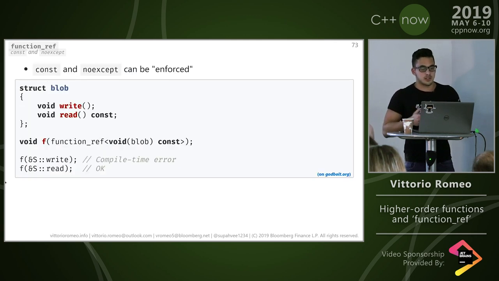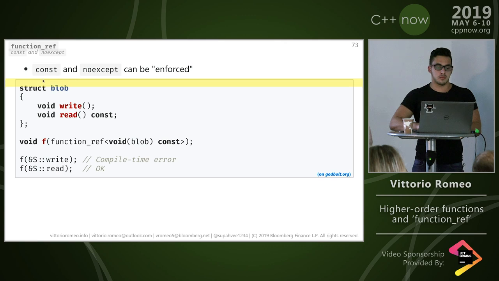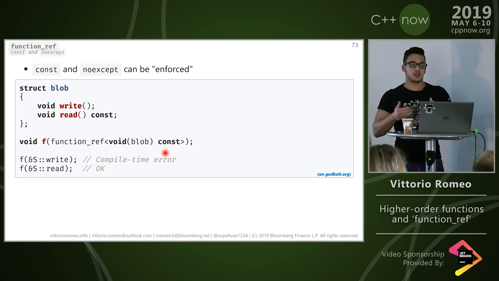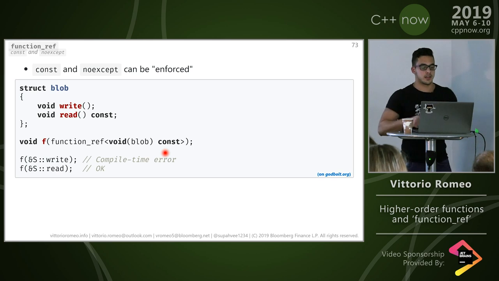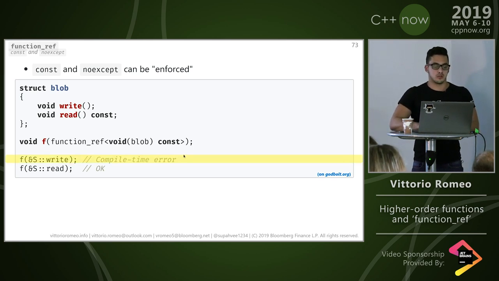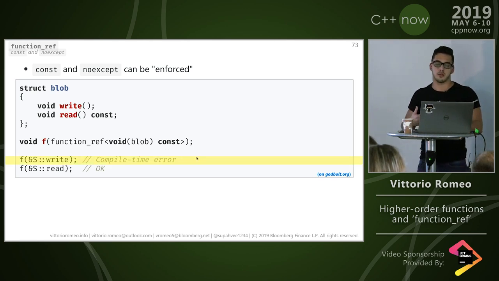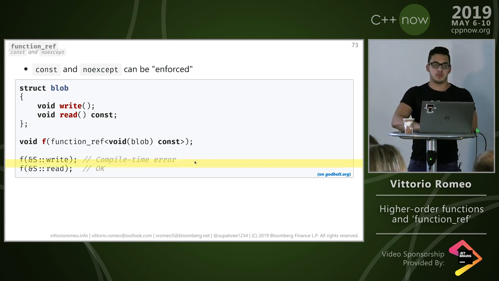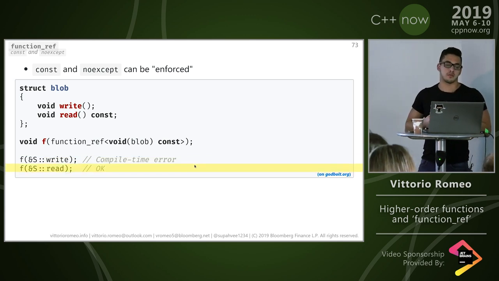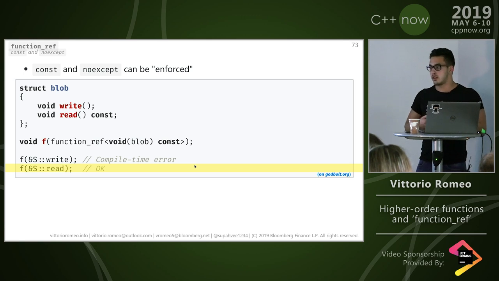So an example of this is that if you have some sort of struct blob, and blob has a non-const write and a const read, then what you can create is a function ref that has void blob const in the signature. So this is a function ref that takes a blob, returns nothing, but must be const qualified. And then the compiler will prevent you from creating this function ref with a pointer to member function to write, but will be completely fine with you using a pointer to member function to read, as that's const qualified. So this is one way you can enforce the constantness of the thing.